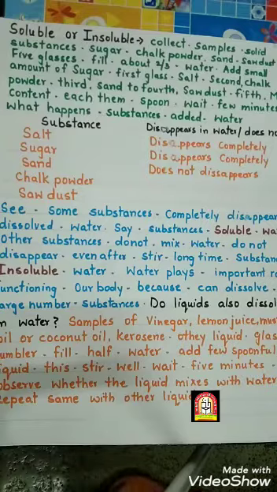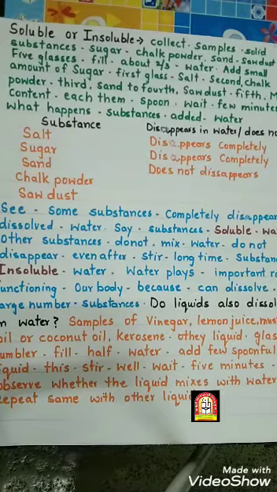Again we will see one activity, that is activity number 5. Collect samples of vinegar, lemon juice, mustard oil or coconut oil, kerosene or any other liquid. Take a glass tumbler, fill it half with water. Now add a few spoonfuls of one liquid to this and stir it well. Now wait for 5 minutes. Now observe whether the liquid mixes in water. Repeat the same with other liquids, as many different liquids as are available to you.